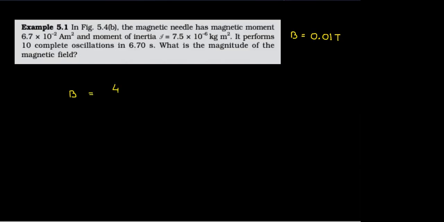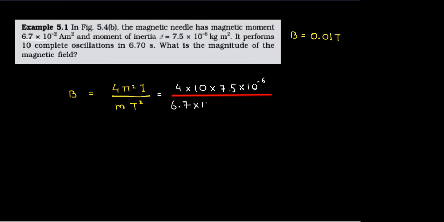Magnetic field is 4 pi square I divided by M into T square. You can use this. If you don't remember it, you can derive it quickly. Not a problem. What is pi square equal to, everyone? 10. I'll keep it 10. Moment of inertia, 7.5 into 10 to the power minus 6, divided by M, which is 6.7 into 10 to the power minus 2. Time period is how much? 10 complete oscillations in 6.7 seconds, so one oscillation in 0.67. This is 0.67 square.